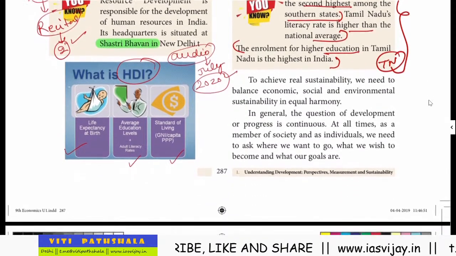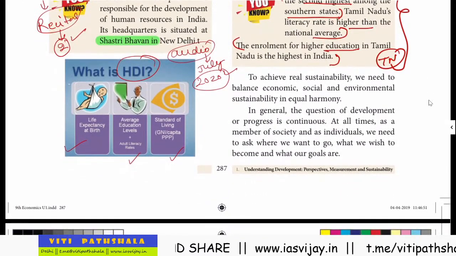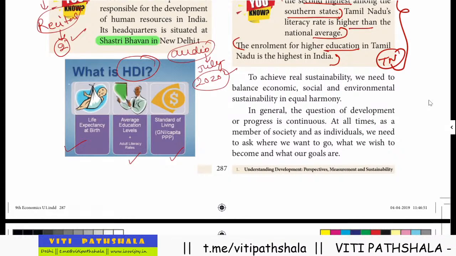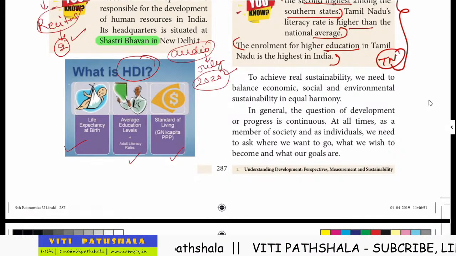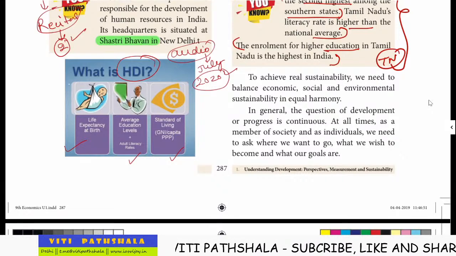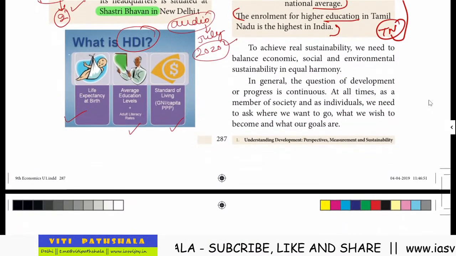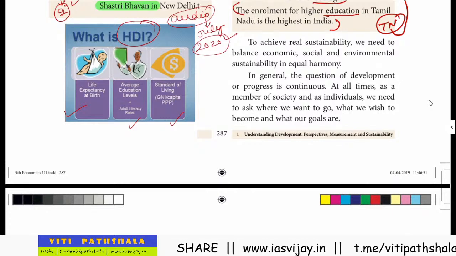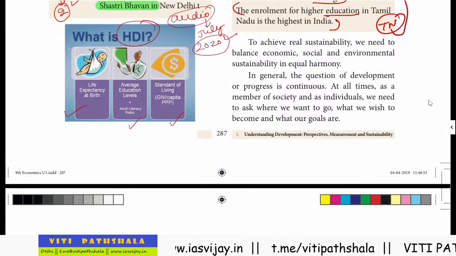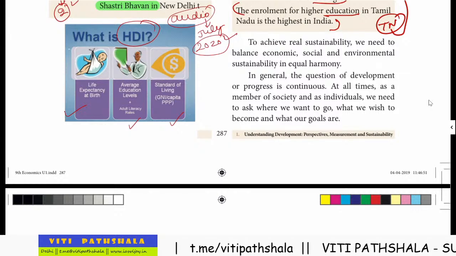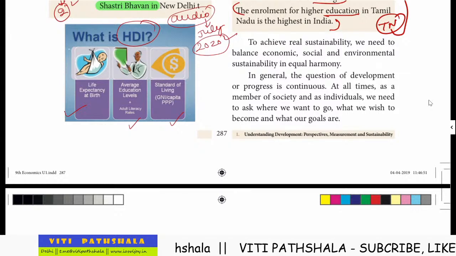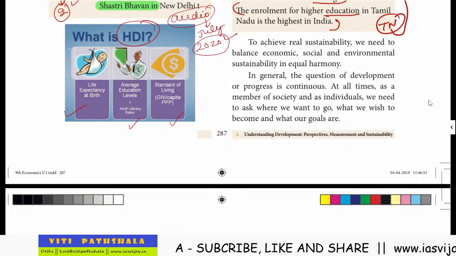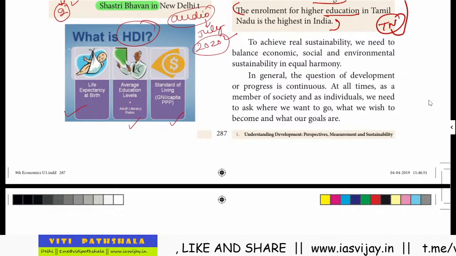Now, to achieve real sustainability, we need to balance the economic, social, and environmental sustainability in equal harmony. Now, in general, the question of development or progress is continuous. At all times, as a member of the society and as individuals, we need to ask where we want to go, what we wish to become, and what our goals are.